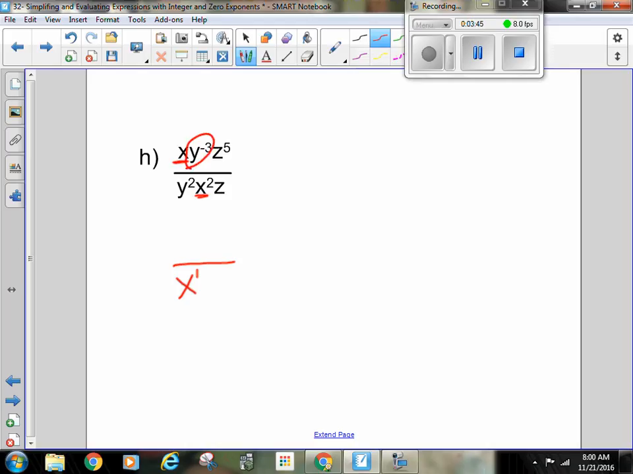All right, my y's, I have a negative 3 here, so I'm going to move that down. I'm going to ignore it here, move it down, and now it's positive. So now these two, I can just add their exponents and get y to the 5th. And then I look here, I have a z to the 5th and a z to the 1 power. The top has more by 4.